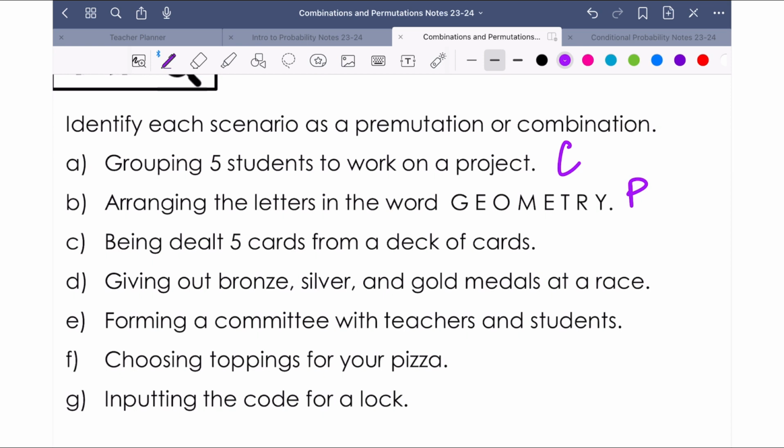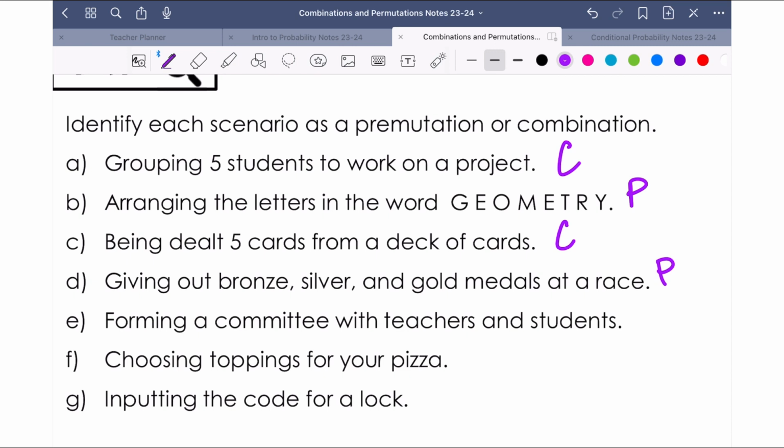All right. Being dealt 5 cards from a deck of cards. So this is like if we were going to start playing a game and everybody gets 5 cards. Does the order matter of the cards that you get? No. You're just given 5 cards. Okay. Giving out bronze, silver, and gold medals at a race. Does the order matter? Yes, of course. Each one is a different place, so that's a permutation.